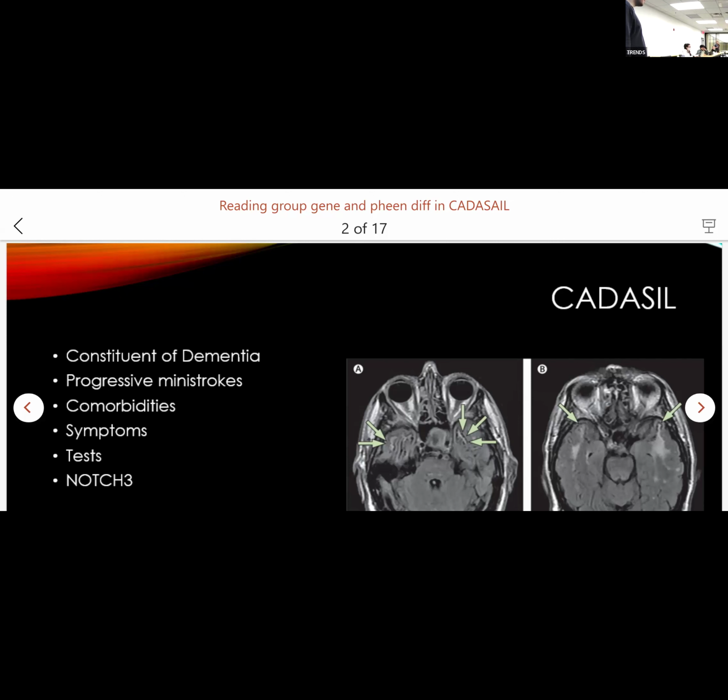The Notch gene itself deals with epithelial growth factors throughout the body. Notch3 has been known to associate growth factors in the brain with the blood vessels themselves, which is why typically this is associated with this disease itself. Let's get the next slide.